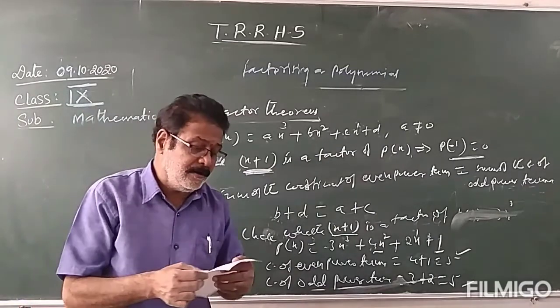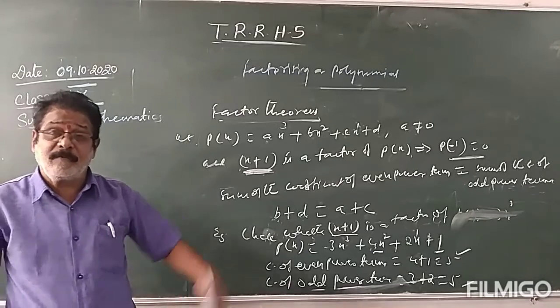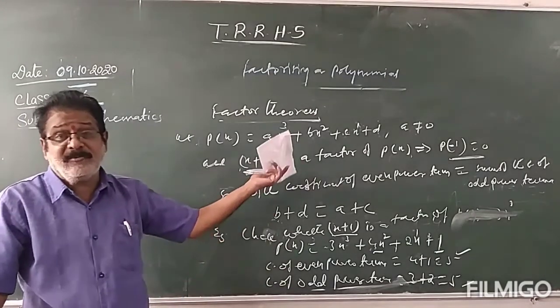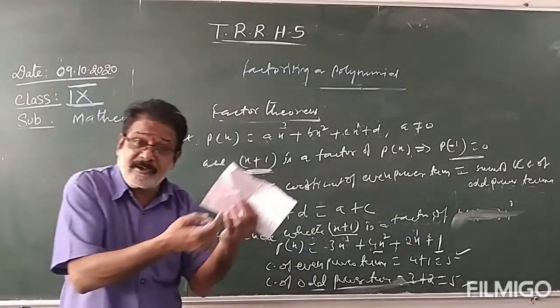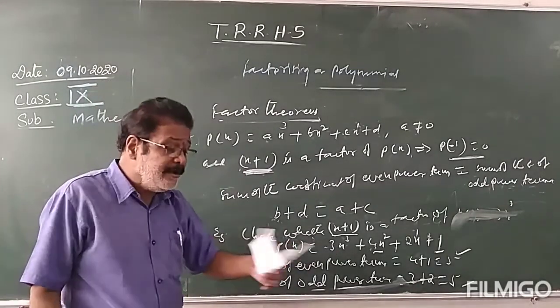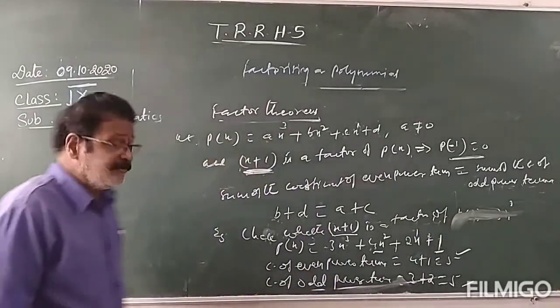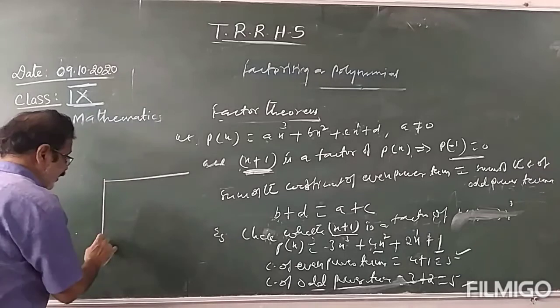This is the factor theorem. If the sum of the coefficients is 0, x minus 1 is the factor. If the sum of the coefficients of even power terms equals the sum of the coefficients of odd power terms, x plus 1 is the factor. So, children, I hope you understood this factor theorem.